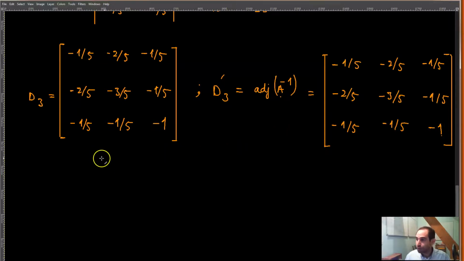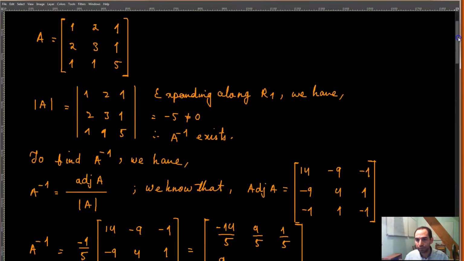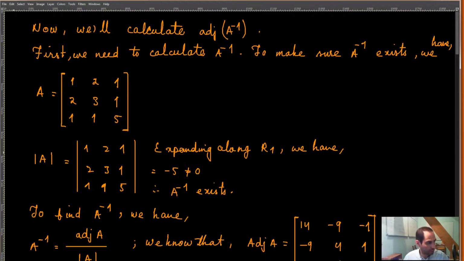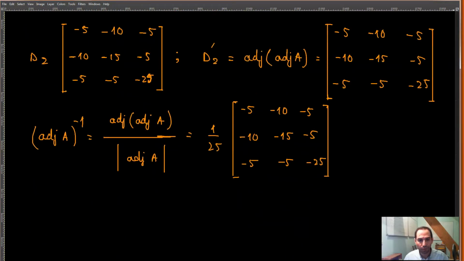Now we wanted to show that the adjoint of A whole inverse is equal to the adjoint of A inverse. Now the adjoint of A inverse is this matrix, and the adjoint of A whole inverse is basically the matrix that we have calculated over here. Is this matrix, and we need to do a couple of things here.